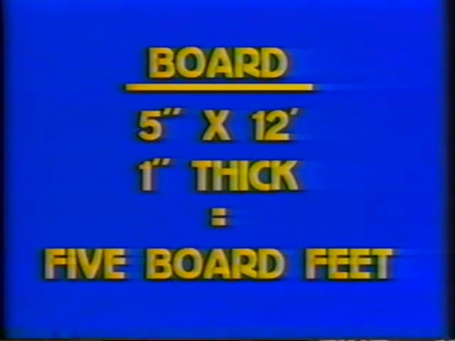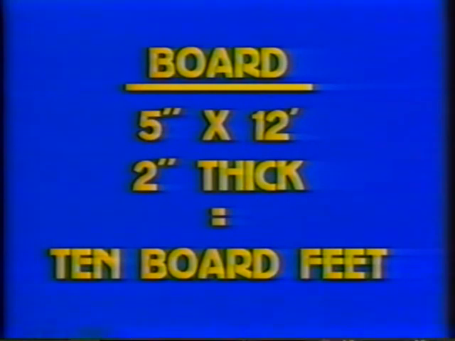For example, a board 5 inches by 12 feet is 5 feet surface measure, and it is also 5 board feet if the board is 1 inch thick. But if the board is 2 inches thick, it still has a surface measure of 5 feet, but it has a volume of 10 board feet.